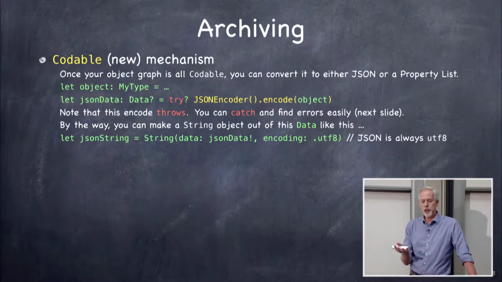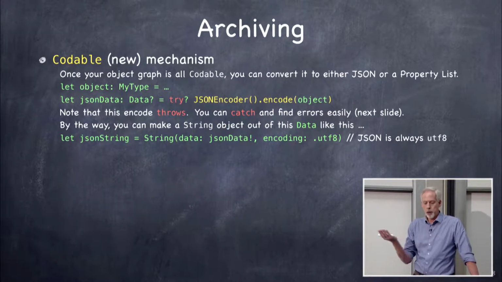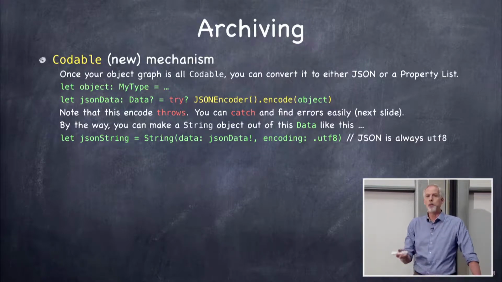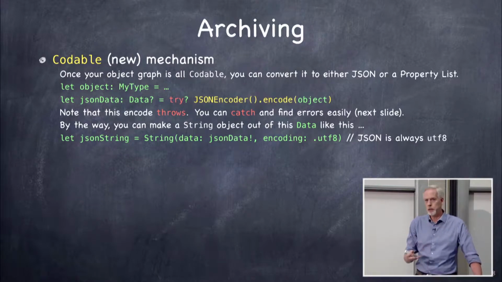That's the string encoding it uses. So you can always just take a data blob, like JSON data from that previous line there, and create a string with it. And all that string needs to know is what's the encoding. You say it's .UTF-8, which is Unicode 8-bit encoding.